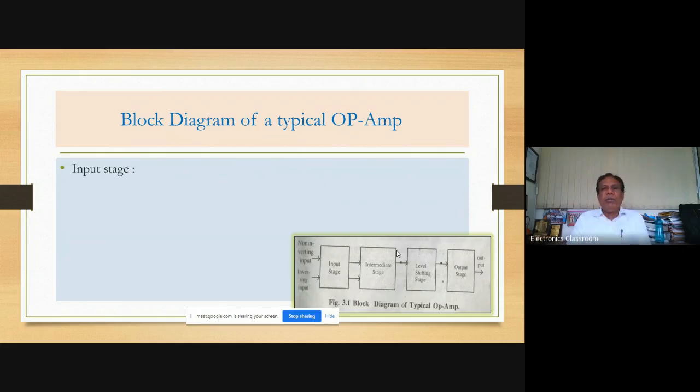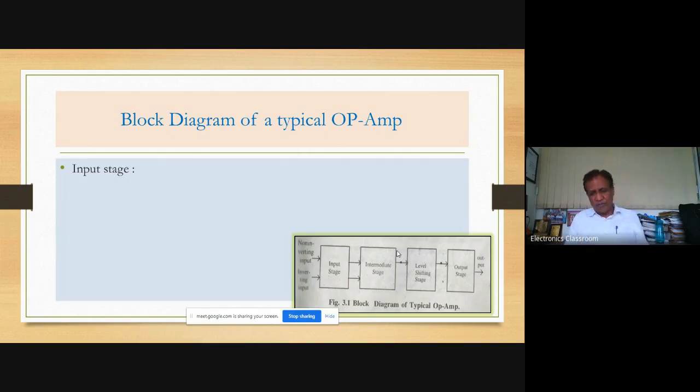Similarly, the operational amplifier has four modes of configuration: dual input, dual output; dual input, single output; single input, dual output; single input, single output. Out of these four configurations, we operate the operational amplifier in one. In the block diagram, the first block is the input stage, a full differential amplifier, and this differential amplifier has two inputs, the inverting and the non-inverting inputs.